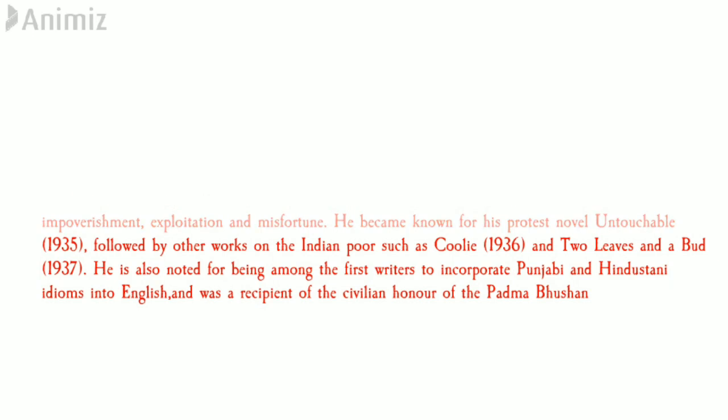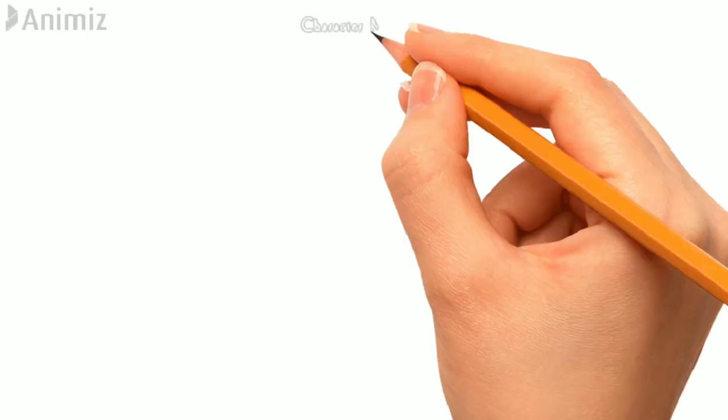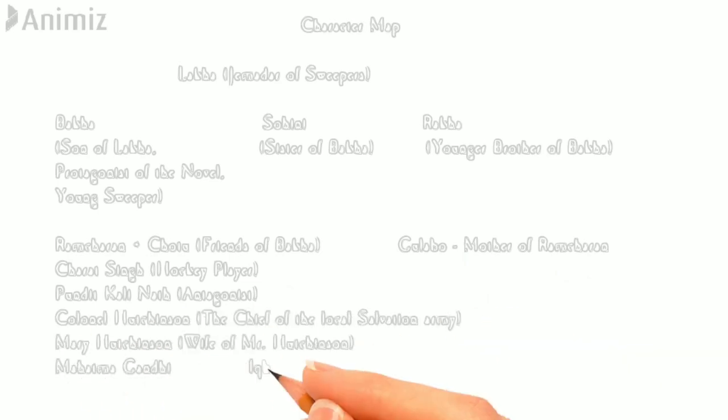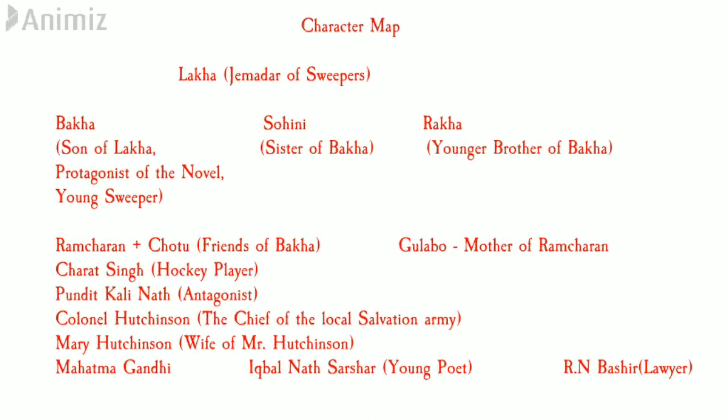Now let us quickly check out the characters of the novel Untouchable. There are a lot of characters here, but I will tell you about the major ones. Obviously, the protagonist of this novel is Bakha. You have to remember this name, very important, and he was the son of Lakha. As you can see in the character map on your screen, there was a friend of Bakha, that is Chota, and Ramcharan was also a friend of Bakha. Then we have Lakha, the father of Bakha, and he was the Jamadar of the sweepers, basically the head of the sweeper community.